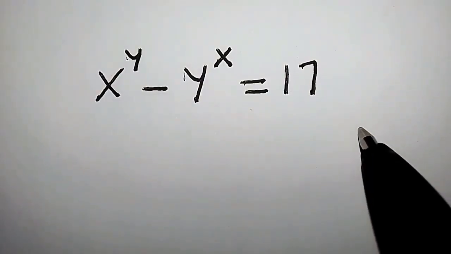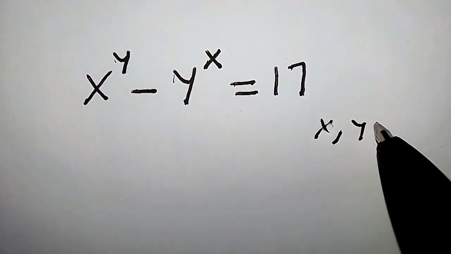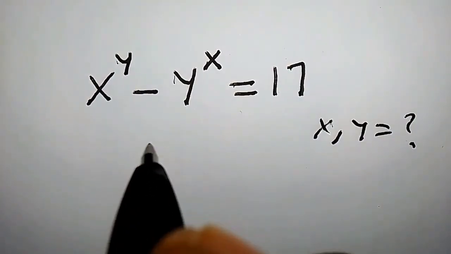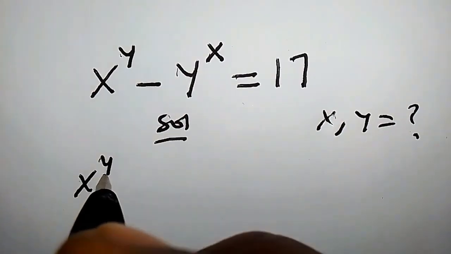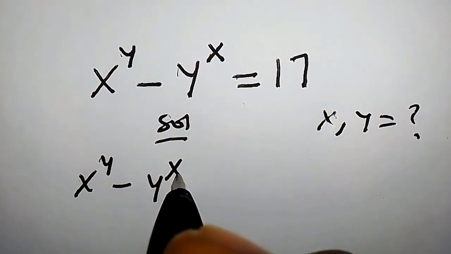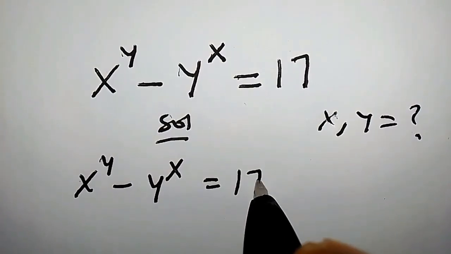We are to find the value of x and y. Without further delay, let us begin. Solution: x raised to y minus y raised to x is equal to 17.